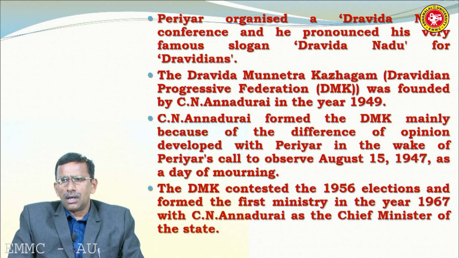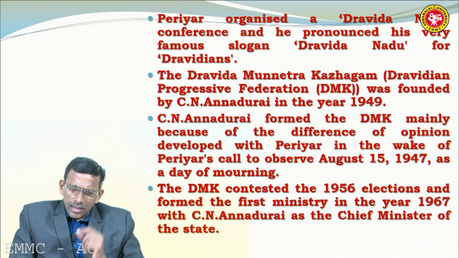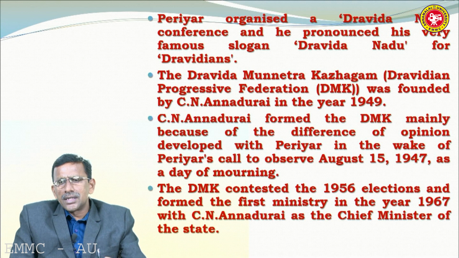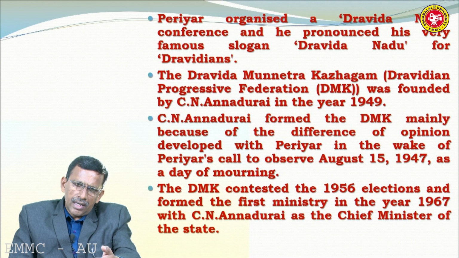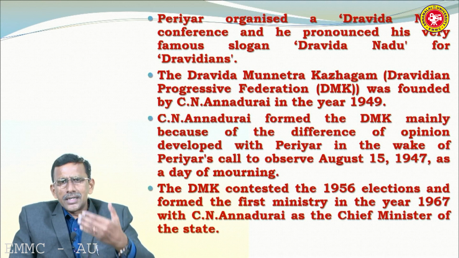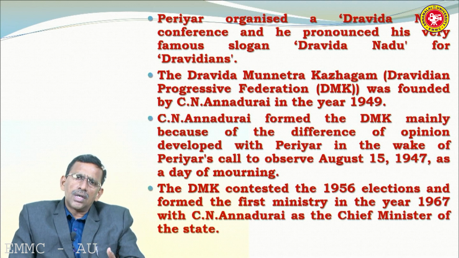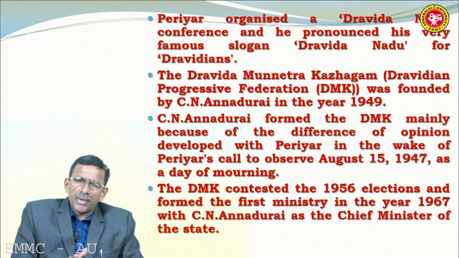So, in 1949, significantly, a Dravidian leader called C.N. Annadurai from Kanchipuram, who studied at Pachaiyappa's College in Chennai, attracted by the ideals of Periyar and the principles of the Dravidian movement, entered Dravidian politics in the 1930s and moved very close with Periyar. But later, he developed a kind of discontent with Periyar.